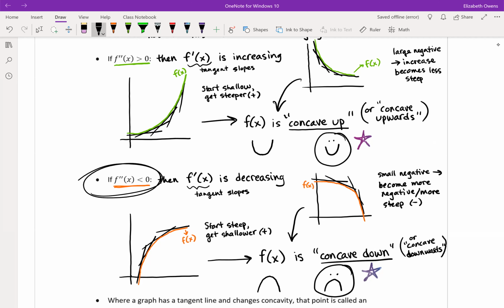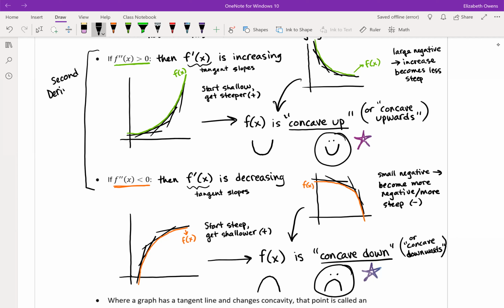And then if f double prime of x is negative, we've got a concave down area of our function. So this frowny face guy here is feeling kind of negative, feeling kind of down. So negative second derivative leads us to concave down. And that difference there, positive second derivative, concave up, negative second derivative, concave down. Collectively, those ideas are called the second derivative test.